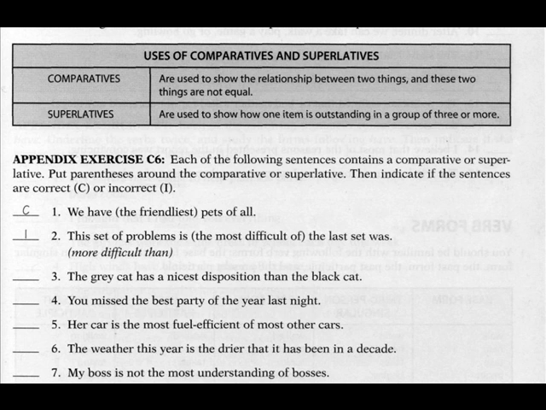Here we have a table that puts it together so that we can easily see it. Comparatives are used to show the relationship between two things, and these two things are not equal. And then superlatives are used to show how one item is outstanding in a group of three or more.